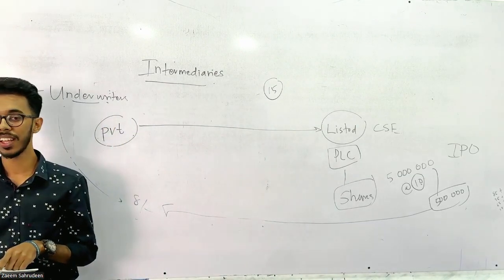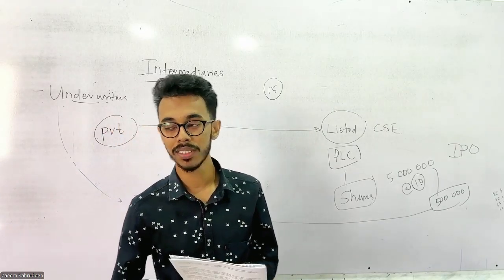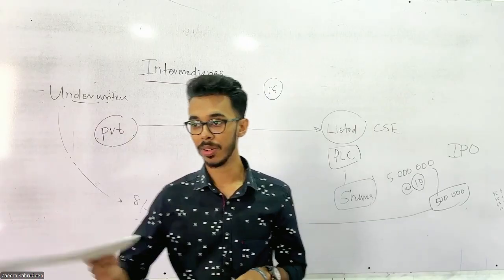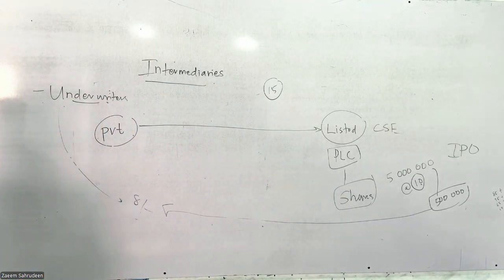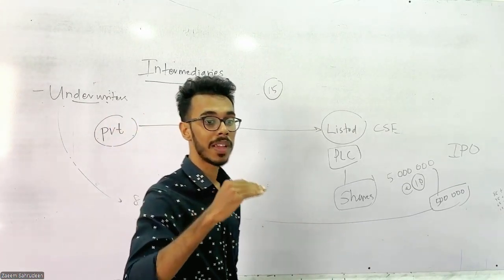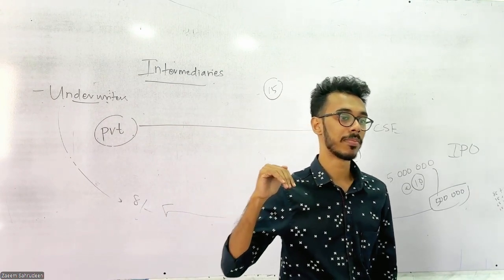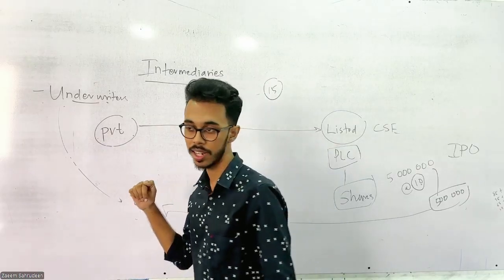A garnish order is when the court says to stop all the payments regarding the bank account. That's a garnish order. Why has the court ordered to stop all the payments for the particular account? That's a garnish order.